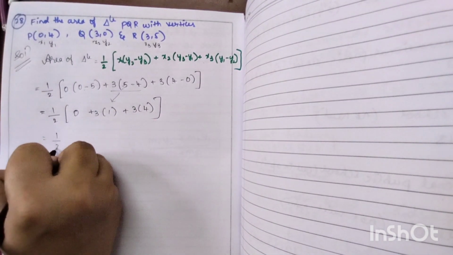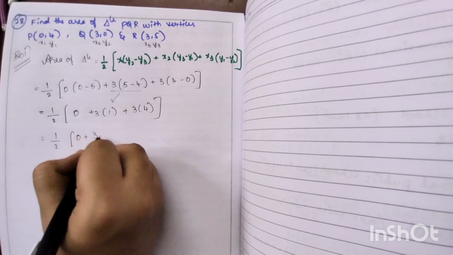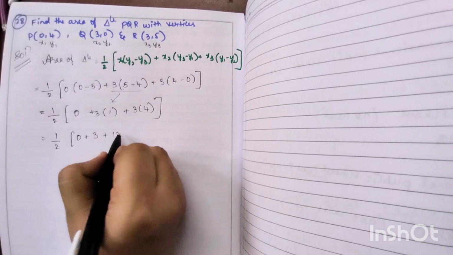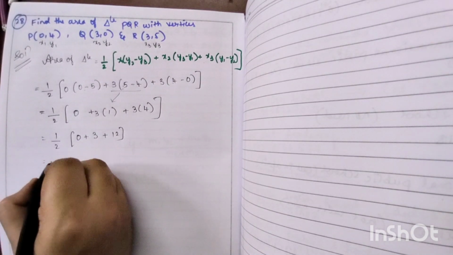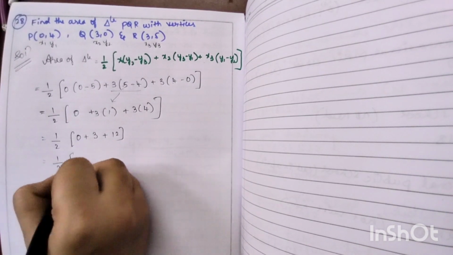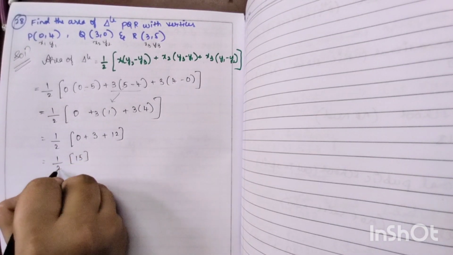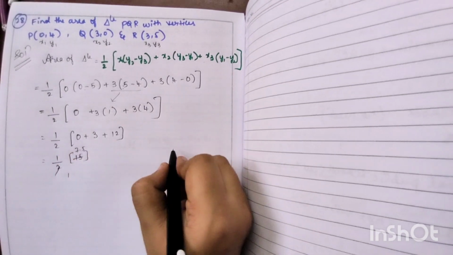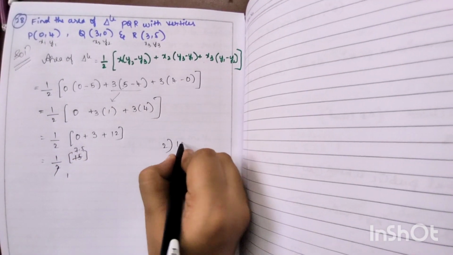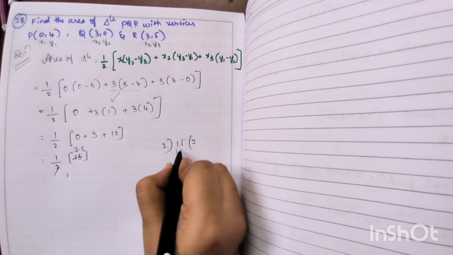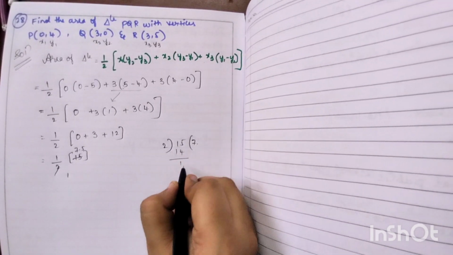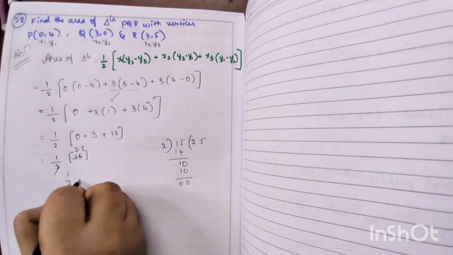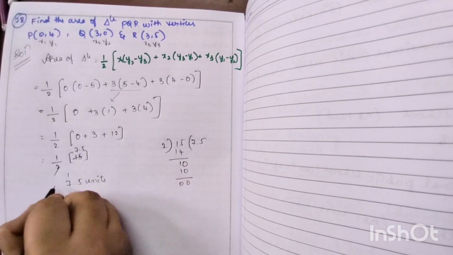Then 1 divided by 2, 0 plus 3 plus 4, 3 fours are 12. Then we have 112 divided by 15. Then it's a 7.5. If you just do the division also, it's fine. So 2 sevens are 14. So 1 remaining 0.5, 5 twos are 10. So 7.5 units is the answer.